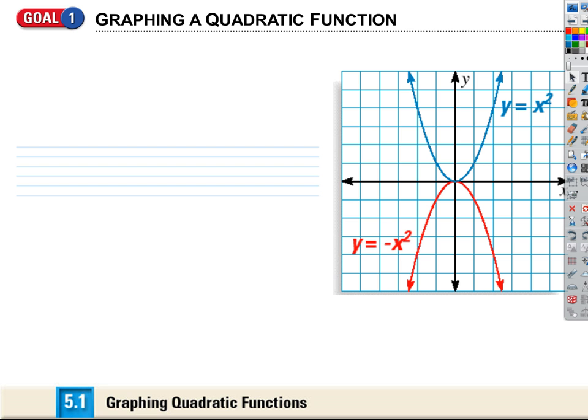This is typically what they look like. The only thing I want you to notice here maybe is that the blue parabola, y equals x squared, opens up. The red parabola, when we put a negative sign in front, opens down. If you think about it, that shouldn't be too surprising. We talked about that earlier when we talked about reflections. If you multiply a function by -1, remember what that did. It just reflected over the x-axis, right? So that's all we've really done here with the red one.